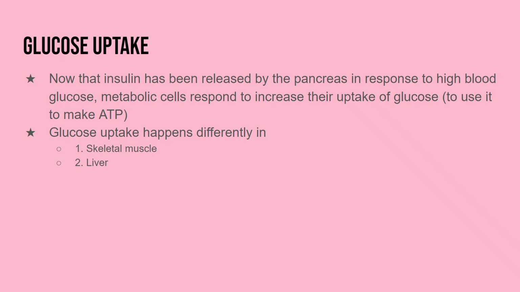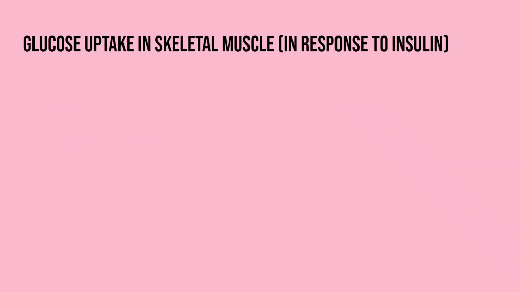So now that insulin has been released by the pancreas, metabolic cells, which are basically cells that could use the glucose, respond to increase their uptake of glucose, to use it to make ATP. So metabolic just means that they're capable of doing cellular respiration to make ATP and use the glucose for energy. And glucose uptake happens differently if you're in skeletal muscle or liver cells, which we'll talk about here.